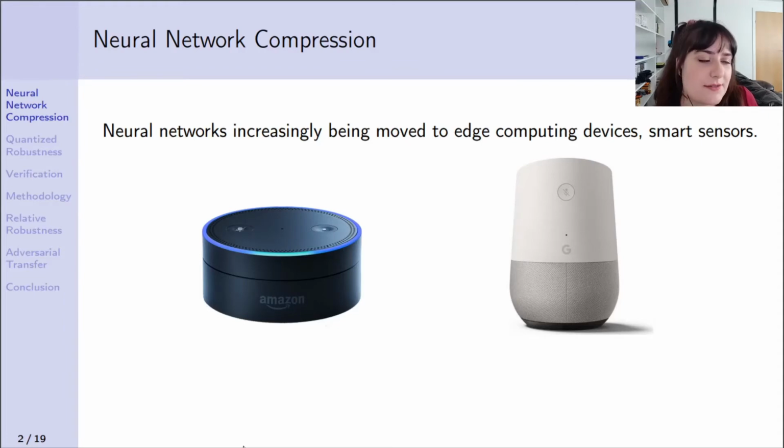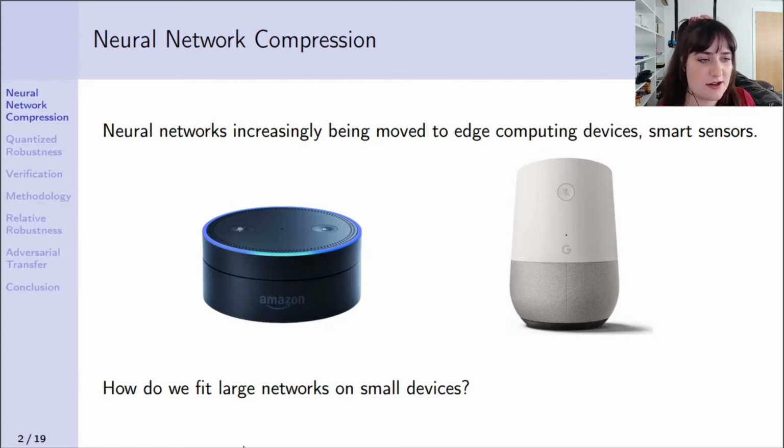Neural networks are increasingly being moved to edge computing devices and smart sensors in order to reduce latency and save on bandwidth. With the ever-increasing size of neural networks comes the issue of how to fit these large networks onto resource-constrained devices, for example, FPGAs, mobile phones, and special-purpose robotics hardware.